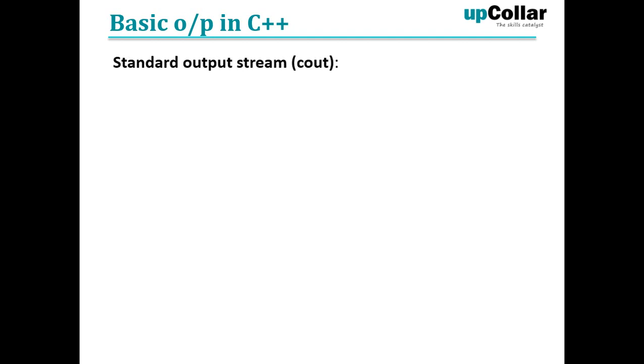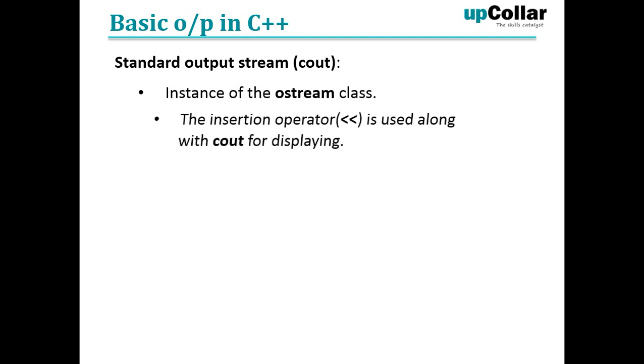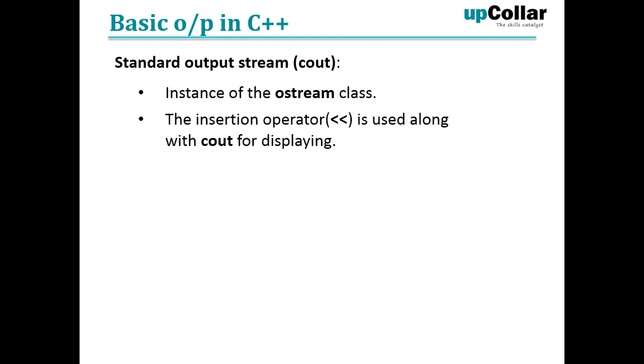Usually, the standard output device is the display screen. The C++ cout statement is an instance of the ostream class. It's used to produce output on a standard output device, which is usually the display screen. The data to be displayed on the screen is inserted in a standard output stream using the insertion operator. Let's understand this through a program.